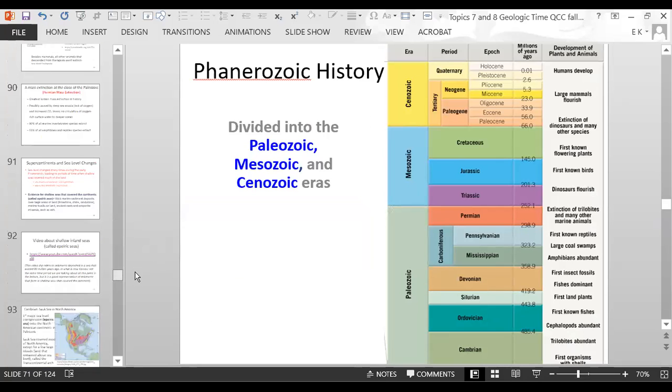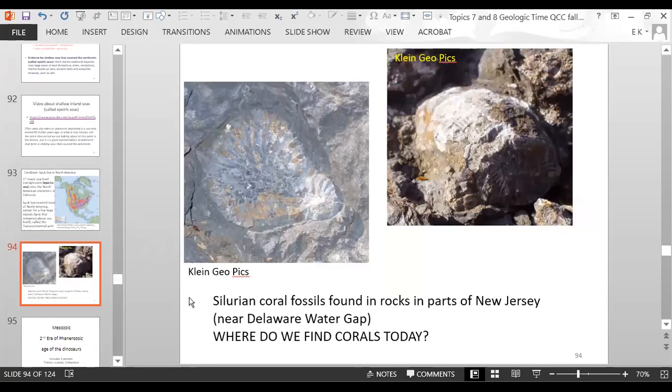So this is a different time period than what I was just talking about. But this is an example of evidence that we have that seawater covered the land, because coral fossils are usually related to shallow seawater. So if these corals were found in New Jersey, it tells us that that land used to be covered in shallow seawater. And it was tropical too.